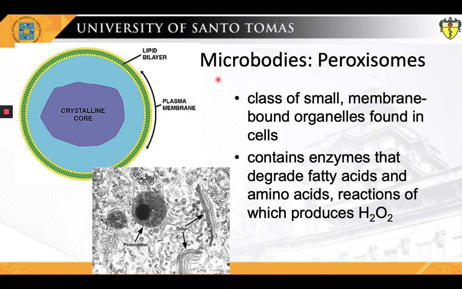Moving on, peroxisomes are a class of small, membrane-limited organelles found in the cytoplasm of all animal and many plant cells. These organelles contain various enzymes that degrade fatty acids and amino acids, reactions of which produce hydrogen peroxide.